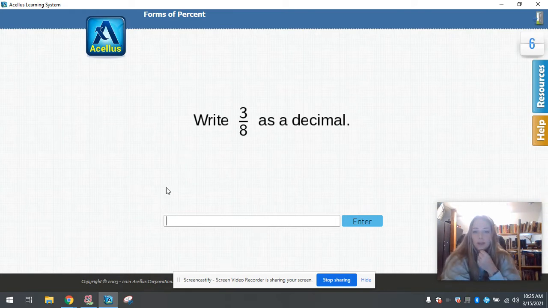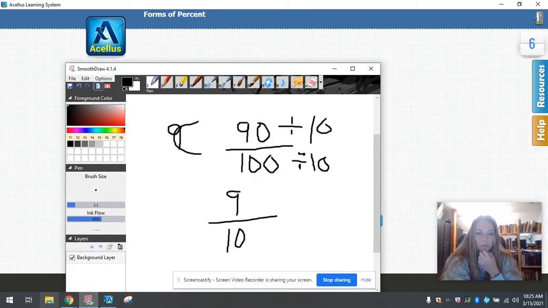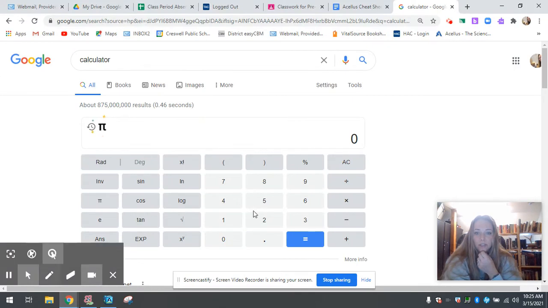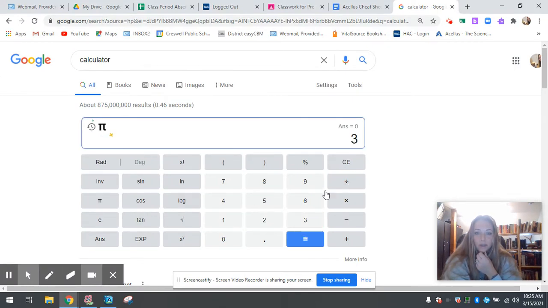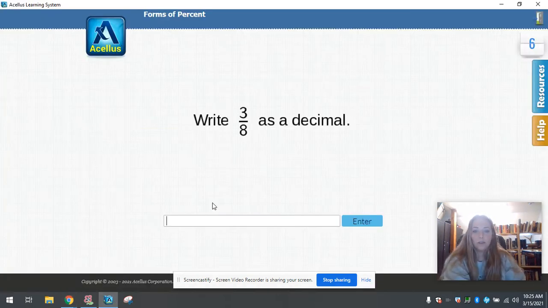Write 3 out of 8 as a decimal. Easy peasy. Fractions are division. Plug this in a calculator. 3 divided by 8 equals 0.375.